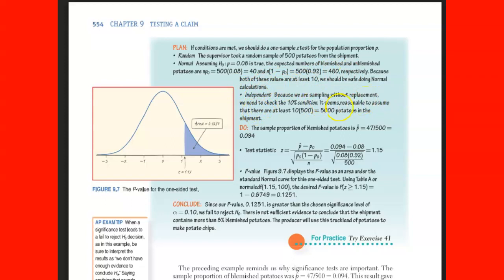Independence: because we are sampling without replacement, we took 500 potatoes. Is it safe to assume there are at least 5,000 potatoes in a shipment? I think so. We tell our reader, we're assuming there's more than 5,000 in there.